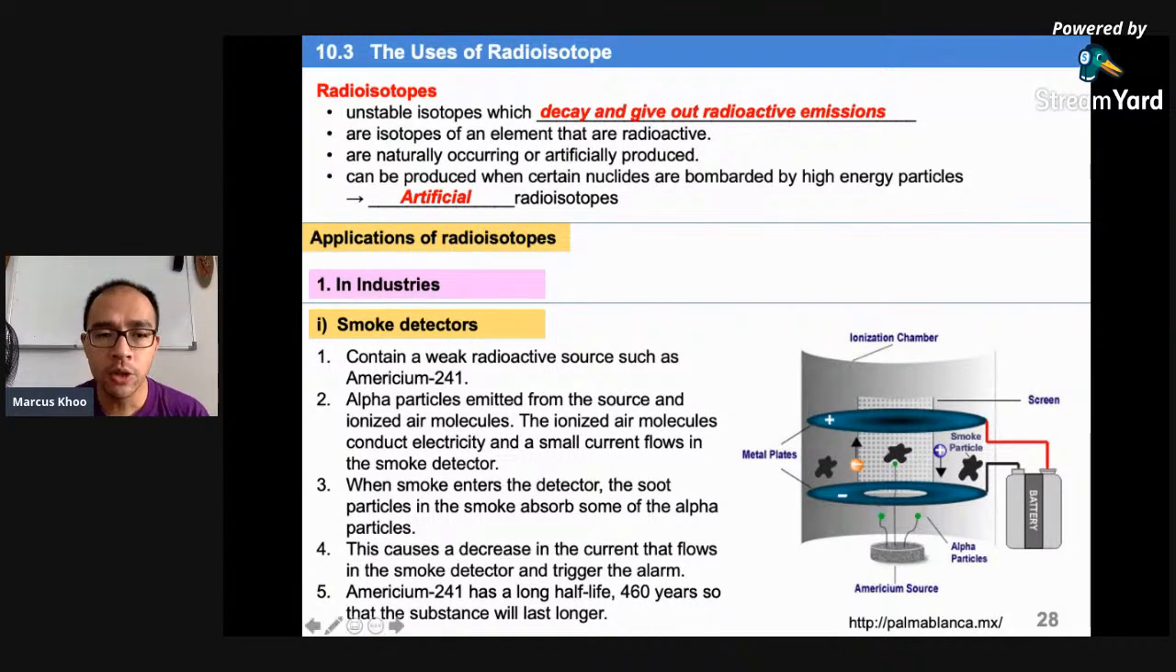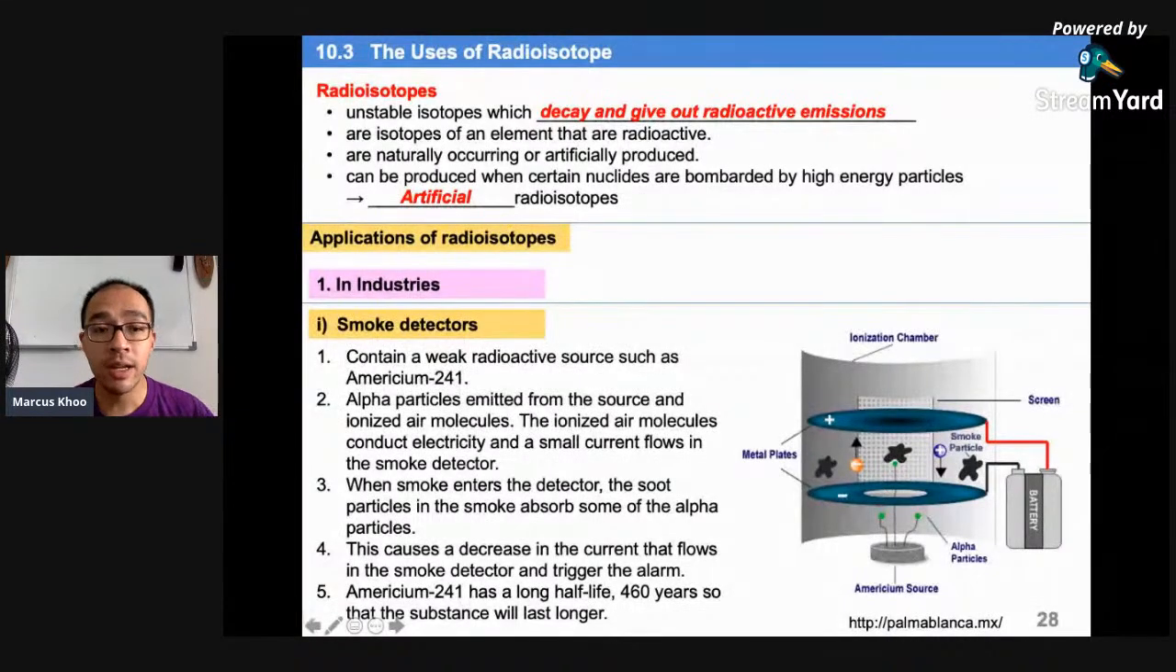The other good thing about americium is that it has a very long half-life. It's about 460 years for it to become half of the original value. So I have yet to meet anybody who says, I need to change the radioactive substance in my smoke detector. Very, very rarely. Usually, the smoke detector will go bad because of either low battery, or something happens to the circuitry, but not really so much on the radioactive source.